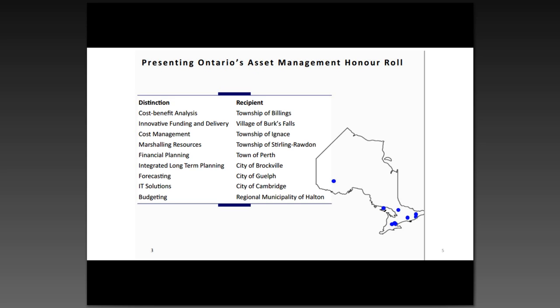As mentioned, I'm going to review 9 components of financial asset management in order of population size of the recipient. So we'll be moving from smallest to largest, and that means we'll be starting with cost-benefit analysis, because Billings, the recipient there, has a population of 506 people, and it was the smallest community profiled. The 9 components we'll be covering are cost-benefit calculations, innovative funding and service delivery strategies, cost management, resourcefulness, financial planning, integrated long-term financial planning, forecasting, IT, and budgeting.